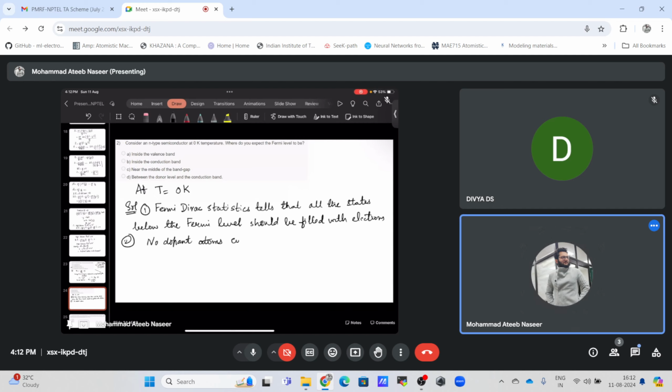So we can write it like this: no dopant atoms could be ionized due to lack of energy, and the donor states will be filled with electrons.